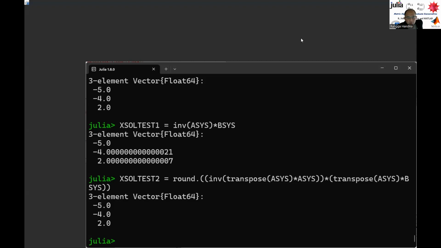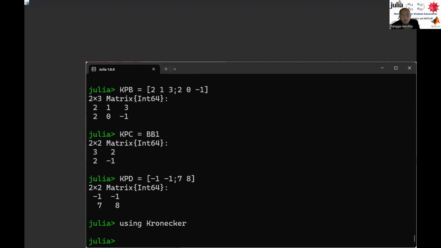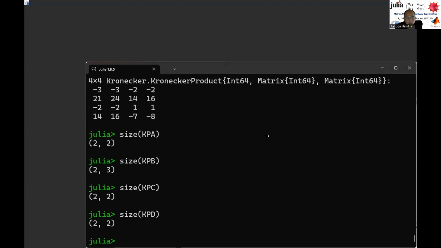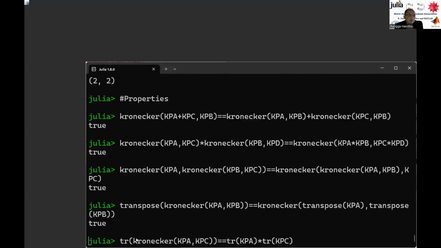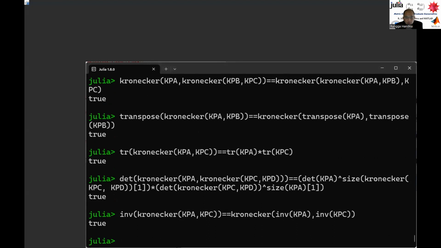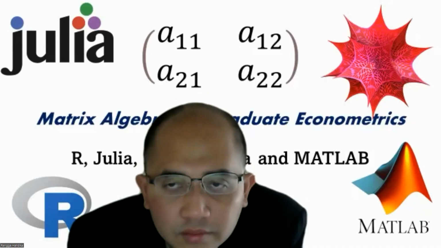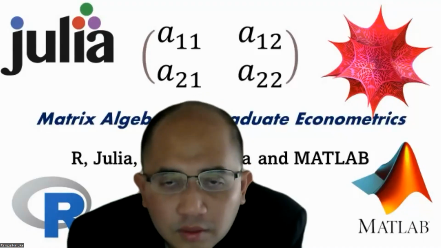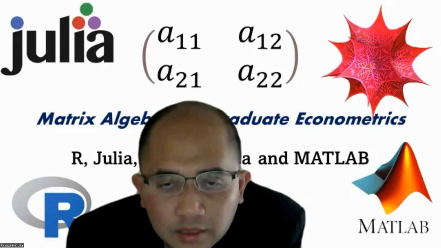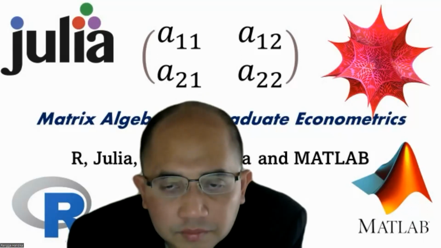So the Kronecker product. Let's see, using Kronecker package. So the Kronecker is pretty simple. Again, you can also get the size. Then the properties, again, you can see, I think, pretty similar. Just a different variation. You get it quickly. Okay, so we finish our Julia version. And then the next is Wolfram. Let's go to Wolfram.